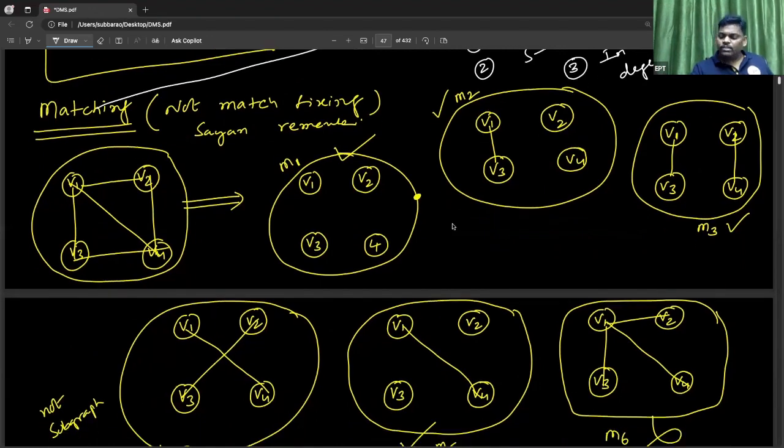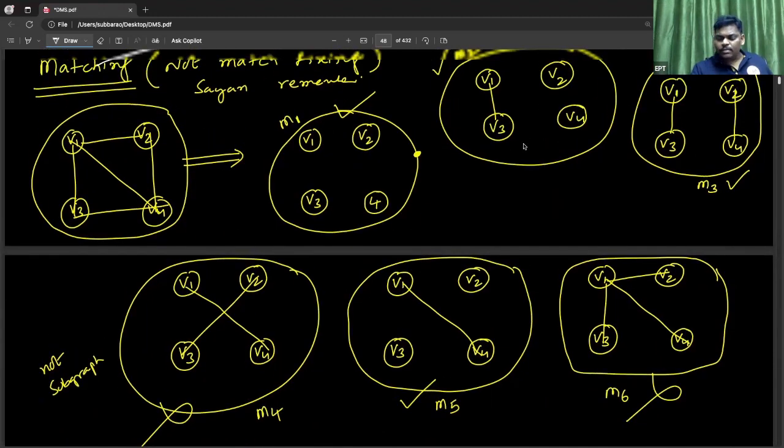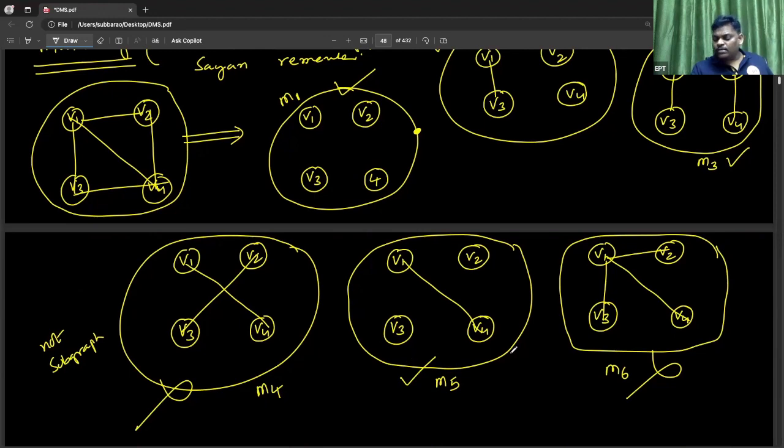By satisfying that definition, we got to know M1 is a matching, M2 is a matching, M3 is a matching, M4 no, M5 yes, M6 no.